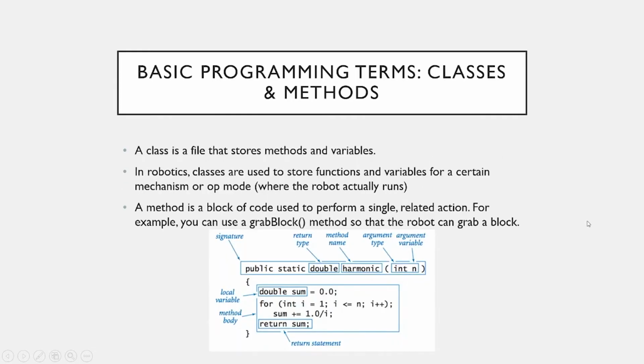A class is a file that stores methods and variables. In robotics, classes are used to store functions and variables for a certain mechanism or op mode. A method is a block of code used to perform a single related action. For example, you can use a grab block method so that the robot can grab a block. So this is an example of a method. It has public, static, double, harmonic. Double is the type of variable that it's going to return.